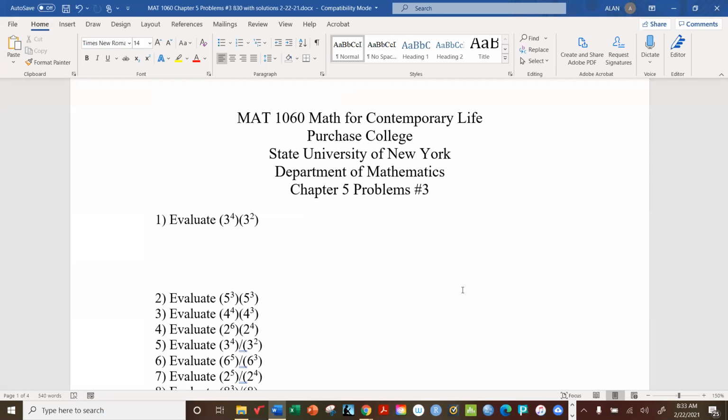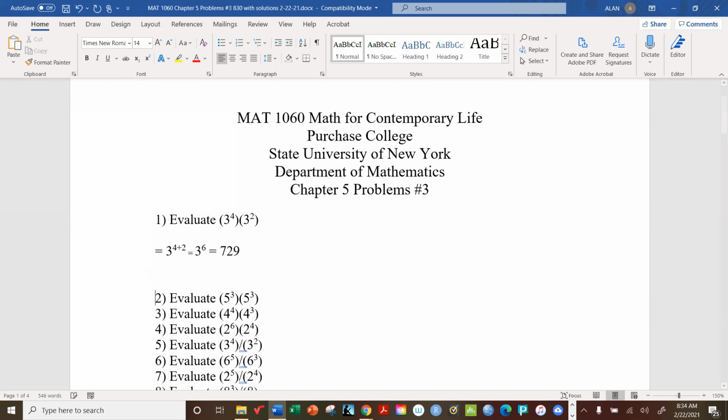So here we've got the product rule. Remember what happens here: when you're multiplying these together, because they have a common base, you are adding up the exponents. So here you'd have 4 plus 2, and that would equal 3 to the 6th power. If you take that out on your calculator, you'll see that it's 729.